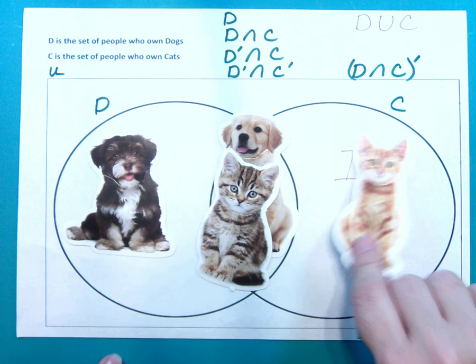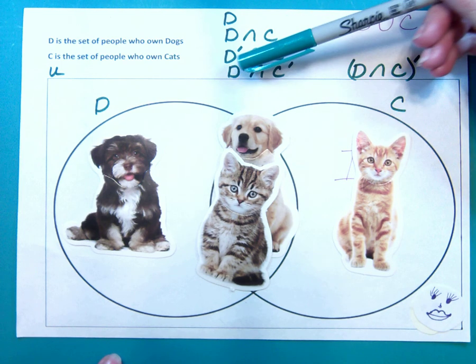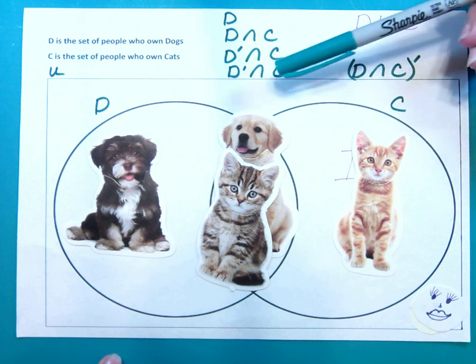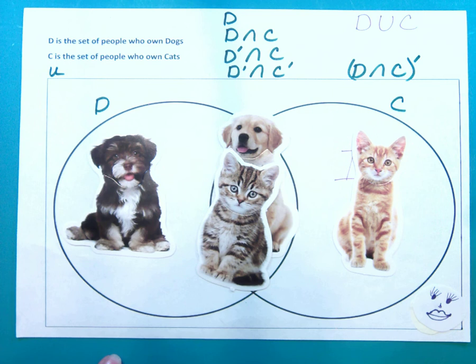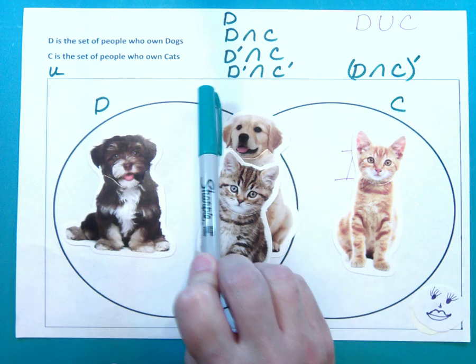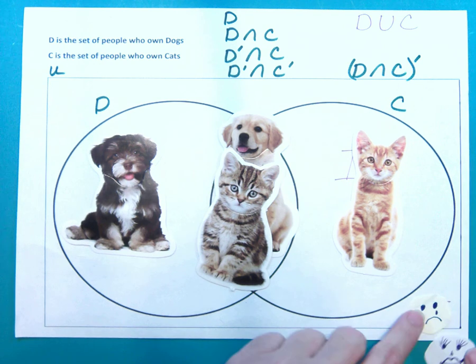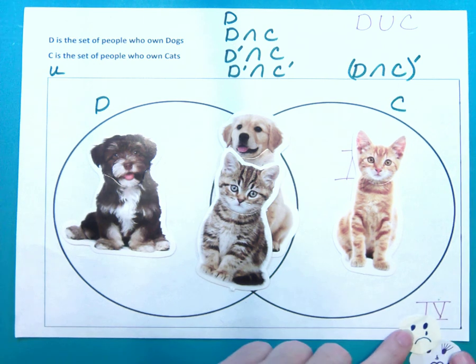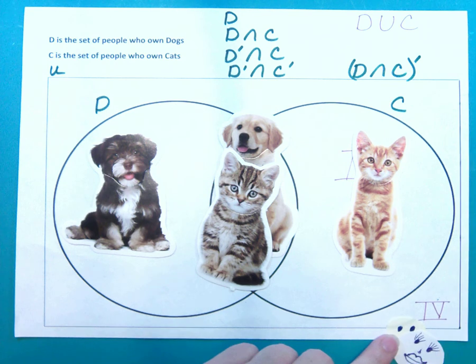So the only region that represents those who do not own a dog and also own a cat would be region 3. Now, what about those who do not own a dog and also do not own a cat? Well, the only people who do not own a dog and also do not own a cat are these people who are either sad and lonely or extremely happy because they have a goat. And that would be my people in region 4.